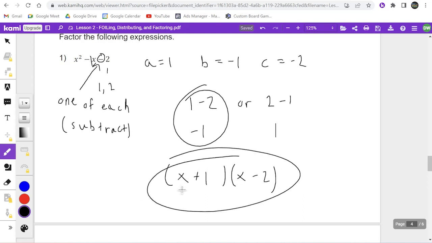And there's our answer. By the way, if you do it the opposite order, if you do x minus 2 times x plus 1, this is the exact same thing. They're both right. Notice I didn't flip the signs. I didn't say plus 2 minus 1. I just flipped the order of the factors. That's absolutely okay. Any questions on that first one?